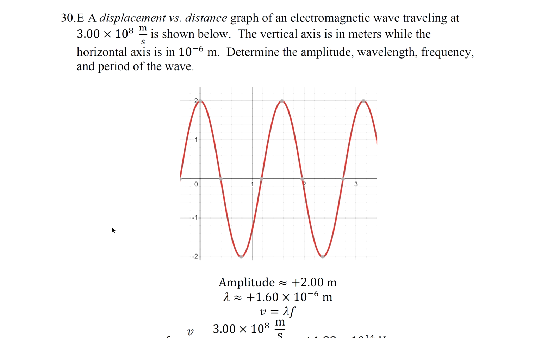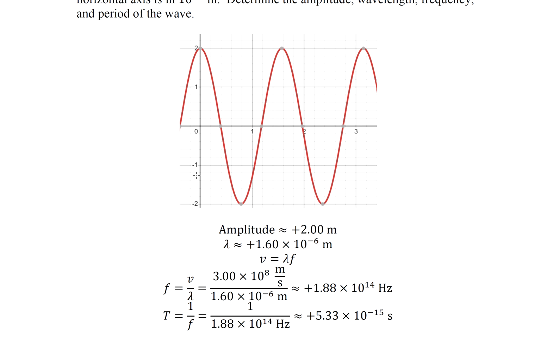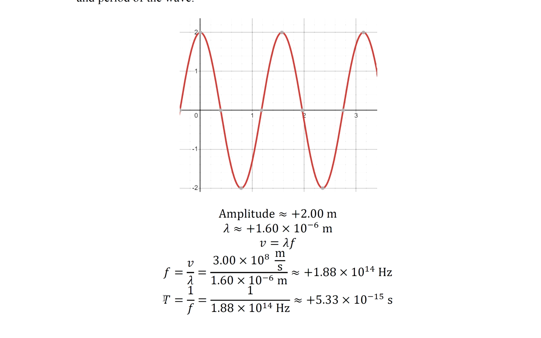Question 30. A displacement versus distance graph of an electromagnetic wave traveling at 3 times 10 to the 8th meters per second is shown below. The vertical axis is in meters while the horizontal axis is in 10 to the minus 6 meters. Determine the amplitude, wavelength, frequency, and period of the wave. So the amplitude is 2. The wavelength is like 1.5 times 10 to the minus 6. The solution says about 1.6. Okay. V equals lambda f, solve for f. And T equals 1 over f.